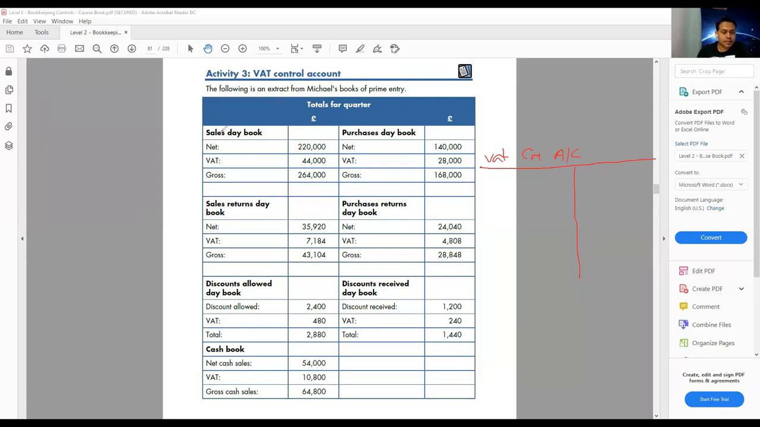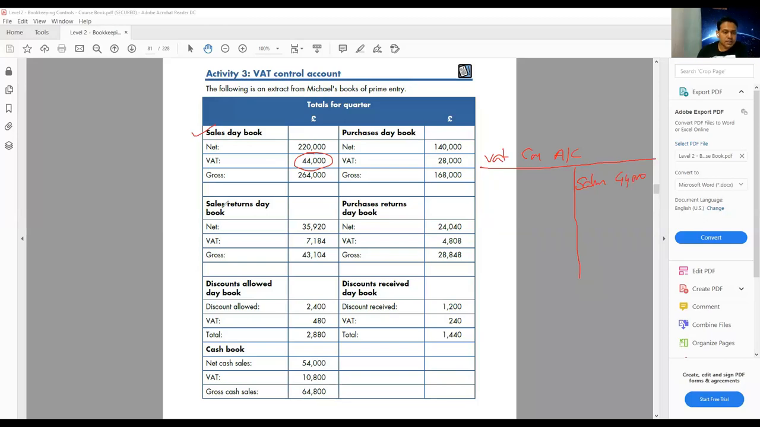Sales day book, VAT 44,000. Just tell me, is it on the debit side or on the credit side? Sales day book, VAT increase, yes, credit side. Just tell me debit, credit, that will be fine. So on the credit side, you're gonna write sales, 44,000.